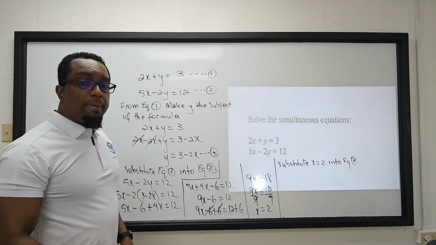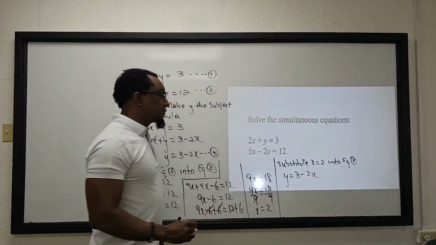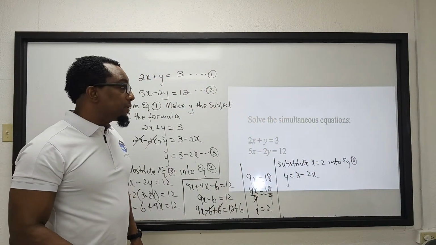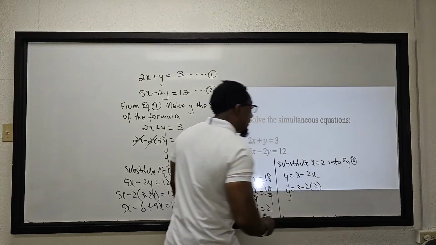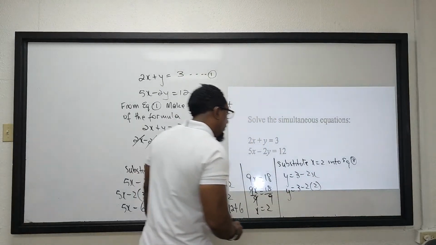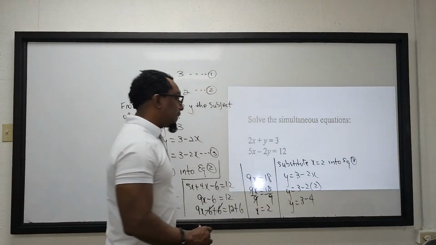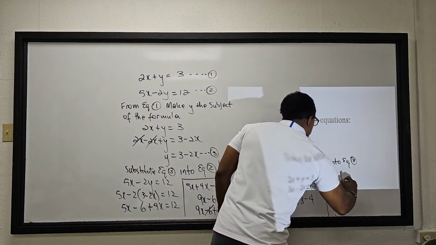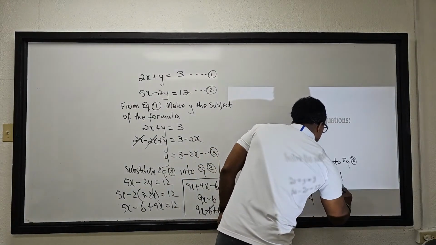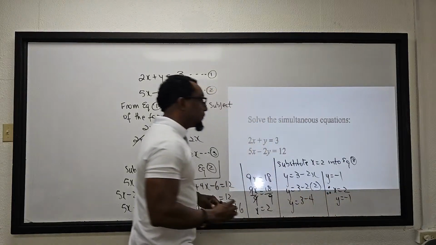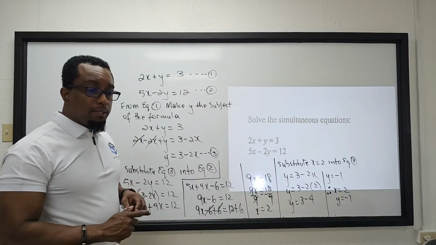So therefore, equation 3, make sure it's stated, y is equal to 3 subtract 2x, and where I see x, I'm going to replace it with 2. So this is y is equal to 3 subtract 2, I'm going to replace x with 2 in brackets, y is equal to 3 subtract 4, and therefore y in this case is equal to negative 1. So therefore, x is equal to 2 and y is equal to negative 1. So I found the value of x and I found the value of y using the method of substitution.